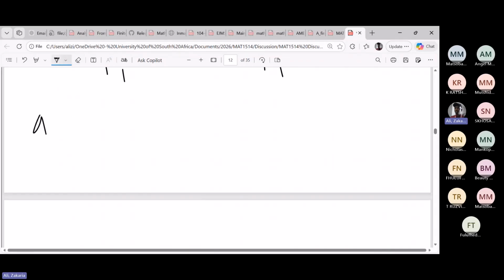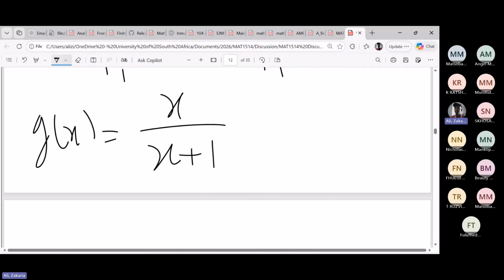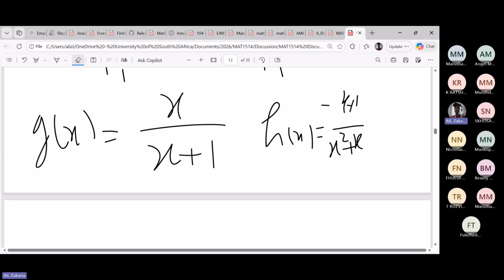But let's say I take g of x equal to x divided by x plus 1. Or let's say I take h of x equal to minus x plus 1 divided by x squared plus x. There are certain types of functions where you're supposed to know how to determine the domain.